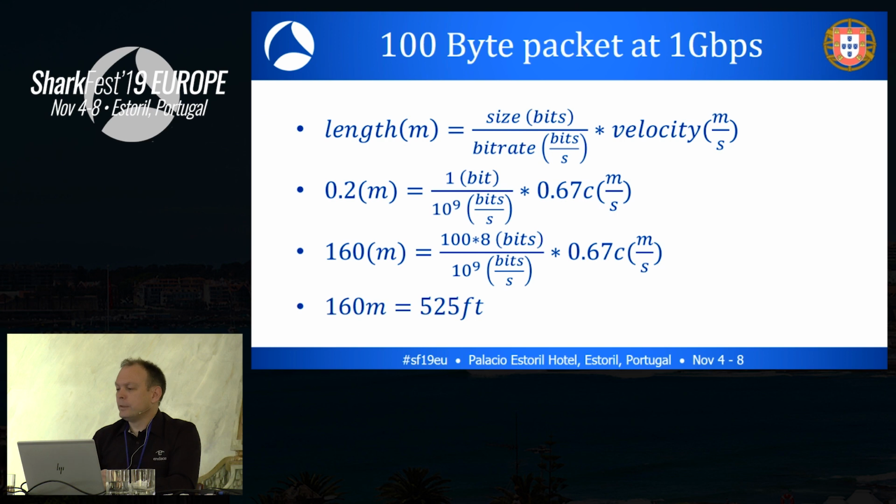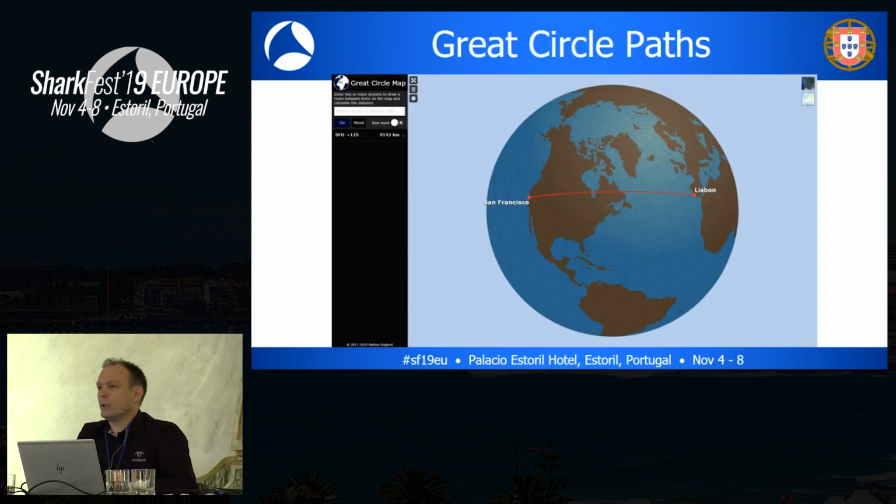Okay, so what happens if you have a longer piece of fiber, right? Let's imagine, for example, that someone conveniently dug a piece of fiber for us from Berkeley, which is where the previous SharkFest was, near San Francisco, to here, Estoril, close to Lisbon. Those are the nearest airports I could find. There's this great website, Great Circle Mapper, and it tells us that the distance between them is 9,142 kilometers.